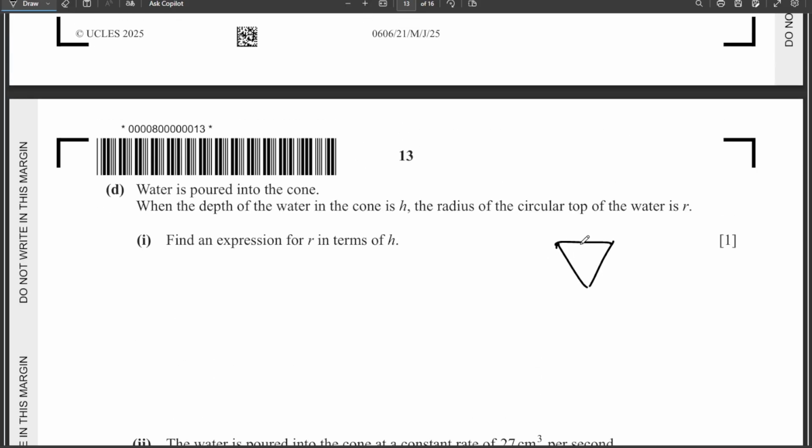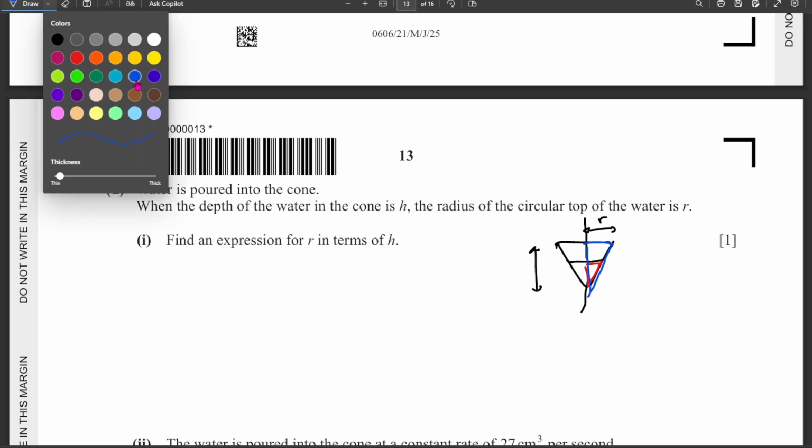Okay, we're looking at the cone directly from the side, and let's say there's water up to here. It's symmetrical in the middle because it's a cone. What we know is that this is the radius, and this is the height. But even if it's not full, it's still a similar triangle situation where this is the same angle and this is the same angle also. So it's a similar triangle and we can use the ratio, right?